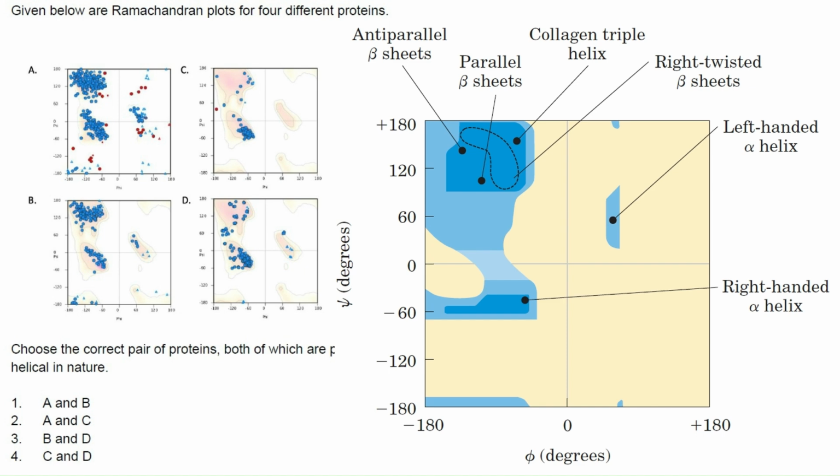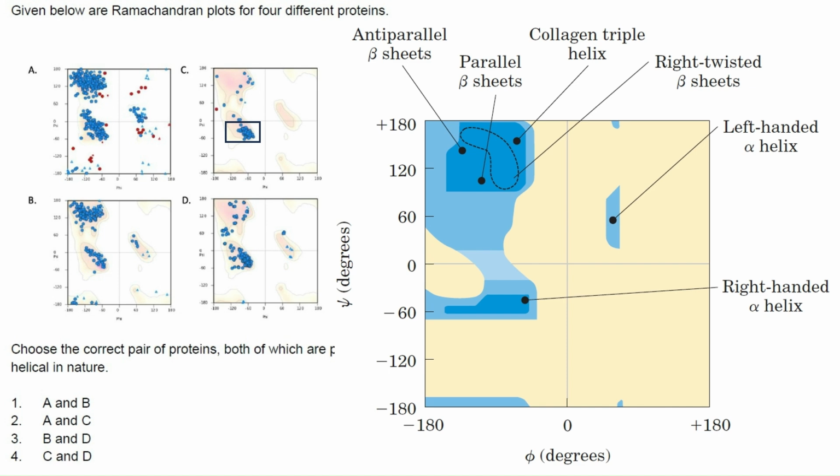So by looking at all four options, we can see that one of such proteins is protein C, which has most of the residues in the region for alpha helix. So again, this gives us 50-50. Our correct answer can be either option 2, which is A and C, or option 4, which is C and D.